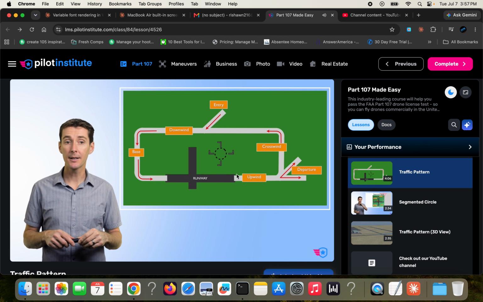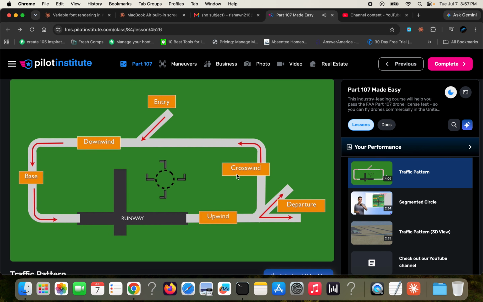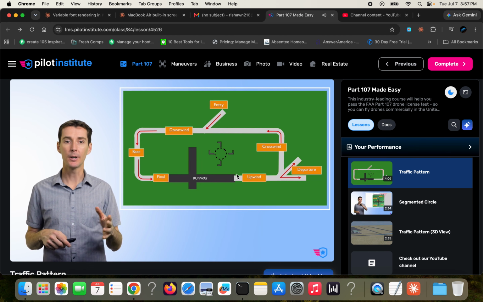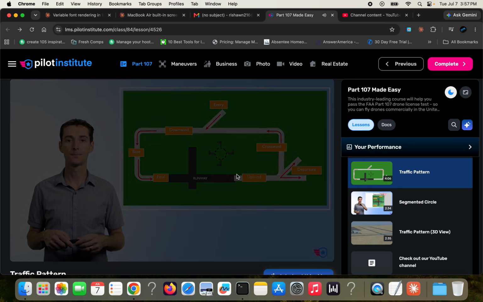Then we have the base leg, which is where the airplane is going to start descending. Right at the end of the downwind leg is when the airplane is going to start descending, and then into the base they're descending to go land on the runway. And then we have the final leg, which is right before the touchdown on the runway. So you have all the legs right here: upwind, crosswind, downwind, base, and final.